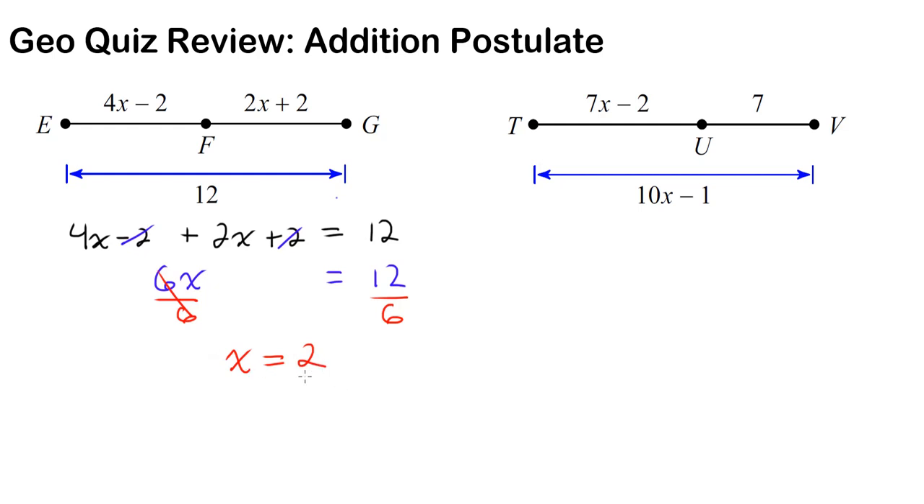So we can see how that works, because here, if x is 2, 4 times 2 is 8, minus 2 is 6. And over here, 2 times 2 is 4, plus 2 is 6, and 6 plus 6 is 12.